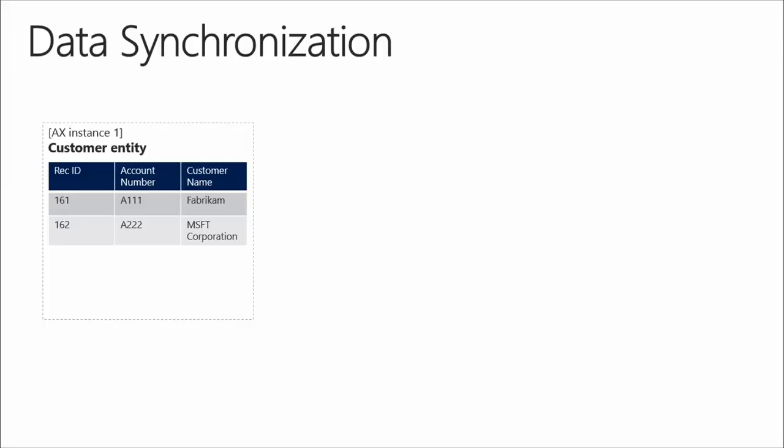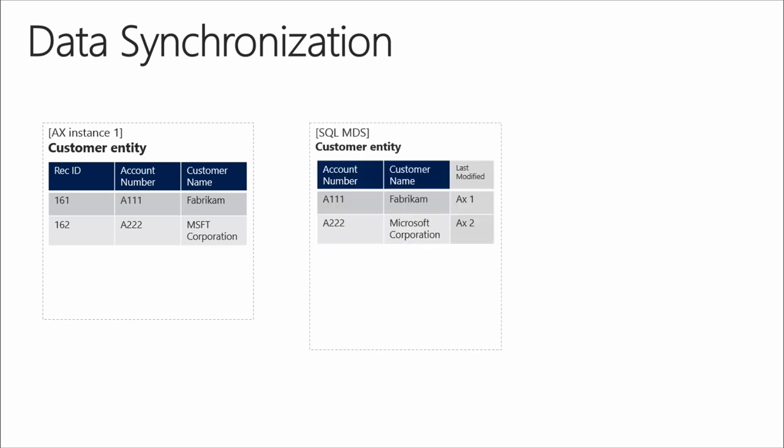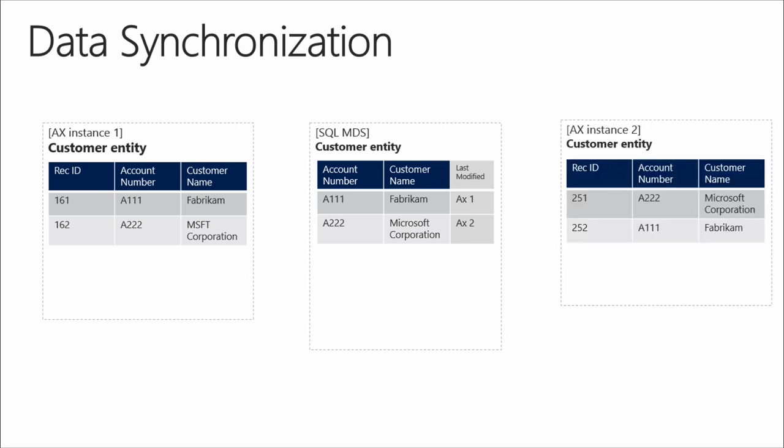Let's start with looking at how the MDM data synchronization happens with SQL MDS. Then we'll look at how the data synchronization might differ in single master and multi-master modes. Here we have AX instance 1, which contains the customer entity. Then we have SQL MDS, which also contains the same customer entity, and another instance of AX containing the customer entity. You will notice that the first instance has records for Fabricam and MSFD Corporation.